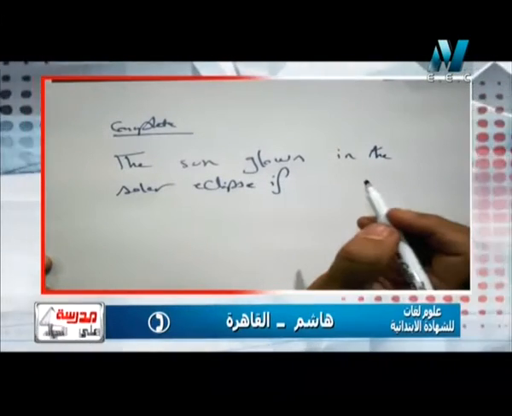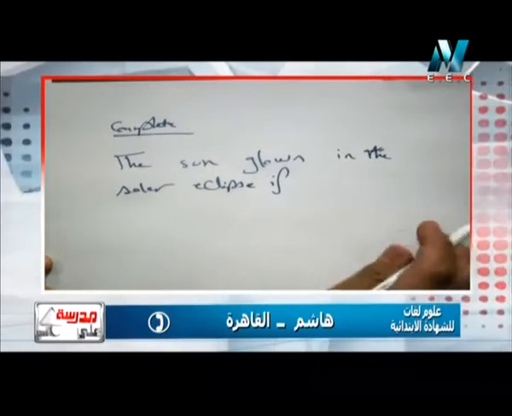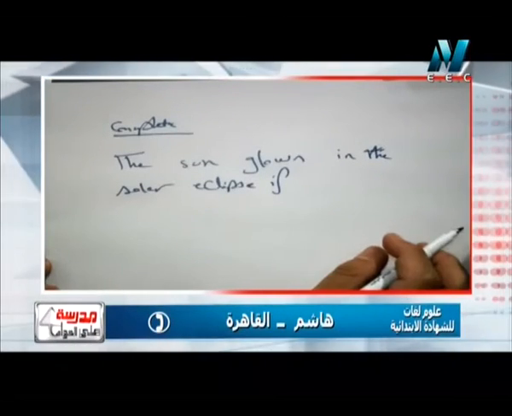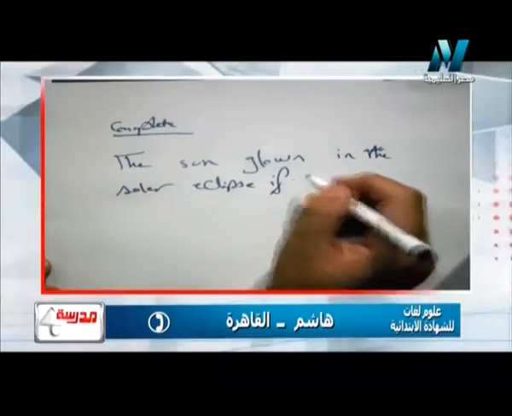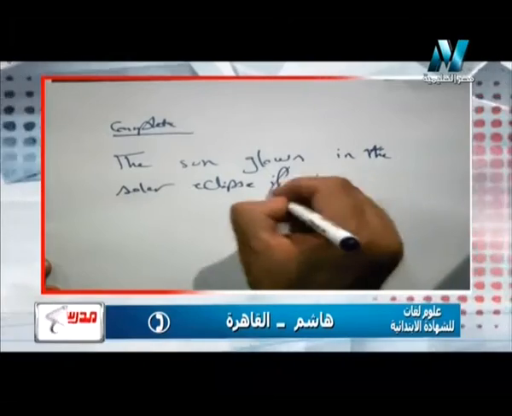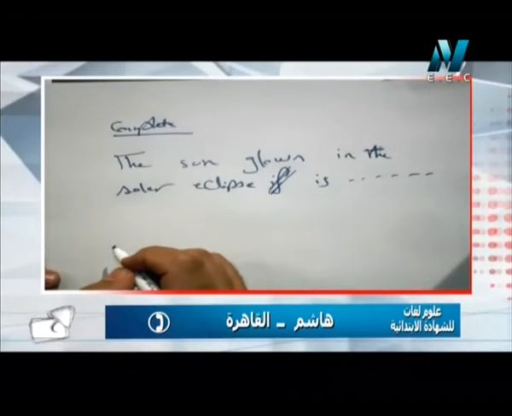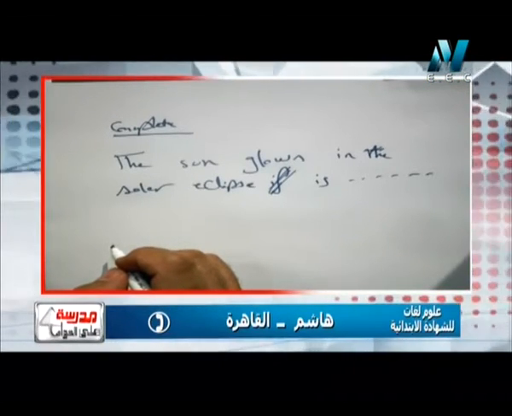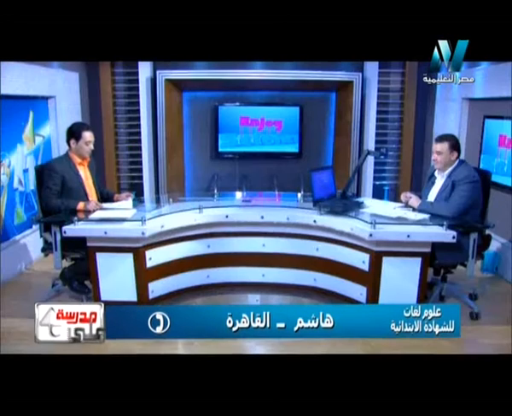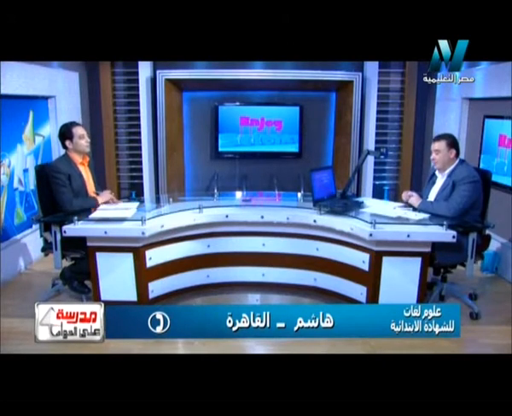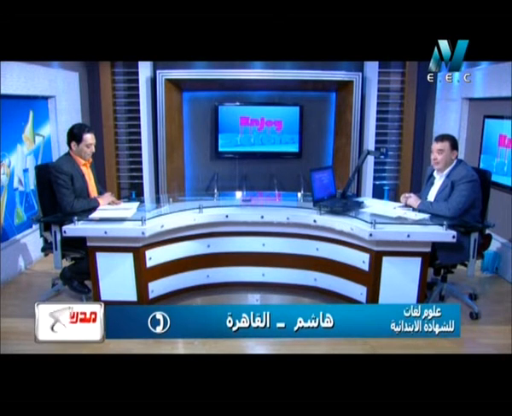I think it's not a question, Hashim. This question is wrong. The sun glows in the solar eclipse, is? I think there is a mistake in this question, Hashim. Please read the question carefully again. Do you understand this question? Okay, I will revise it, Hashim, and I will see this question in the next episode. Which page, Hashim?